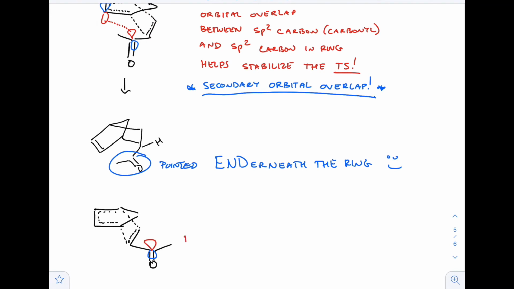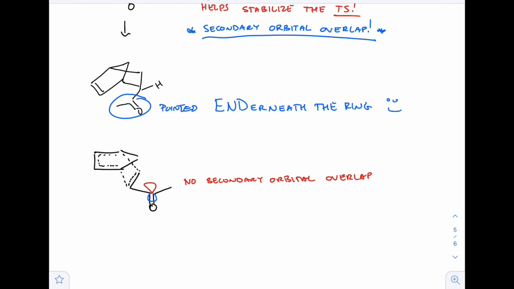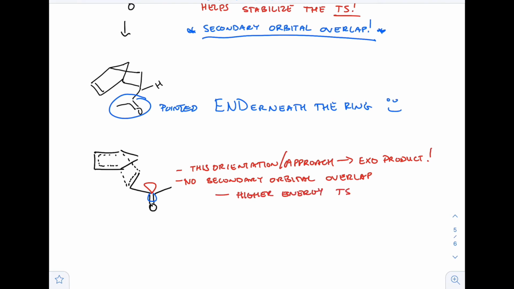All right, so if we draw it where the carbonyl group or the R group in that dienophile is away from the ring, you can see that this p orbital is still pointed up and down, but there's no secondary orbital overlap, and so there's no stabilization of the transition state, and so this orientation or approach results in the exo product and is not necessarily favorable because of that higher energy transition state. Okay.